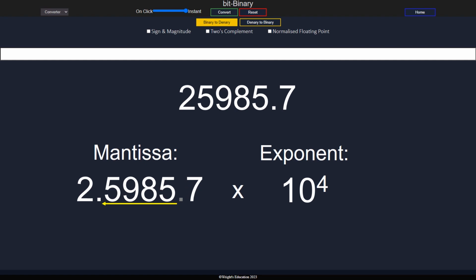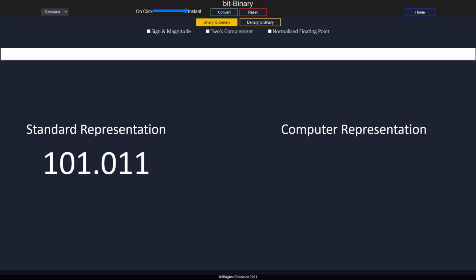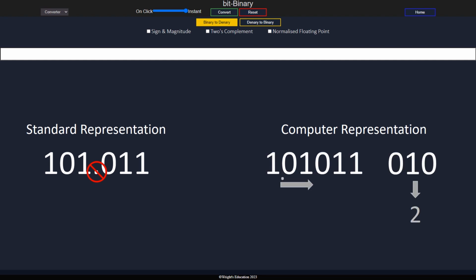So 25,985.7 can be represented as 2.59857 times 10 to the power 4. Computers use the binary version of this exact method to work with fractions. As computers can only work with ones and zeros, they can't just add a binary point in the middle of a number. They don't have a representation for it. Instead, they use one value for the mantissa, the actual number, and another value for the exponent, which defines the position of the binary point.